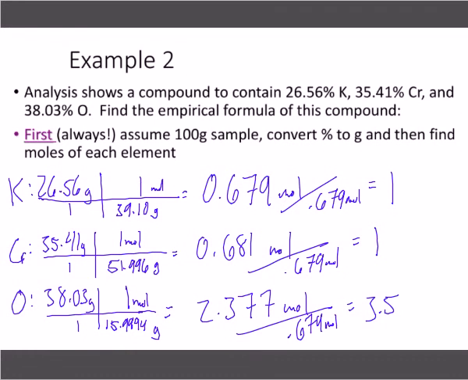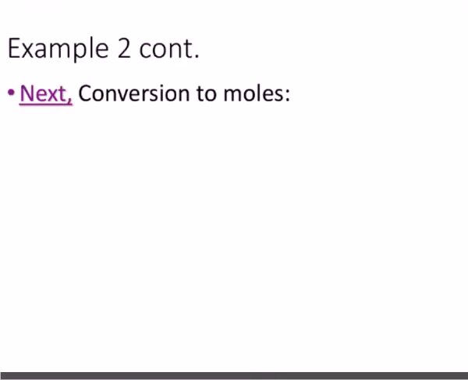I'm going to go on to my next slide, but we see something up here. So K was 1, Cr was 1, oxygen was 3.5. So our saying said percent to mass, mass to mole, divide by small, times to whole. So again, what do these numbers show us? We just talked about it with our last one. What does this give us? We can multiply by 2. Remember, when we divide by our smallest number of moles, we get a smallest ratio.